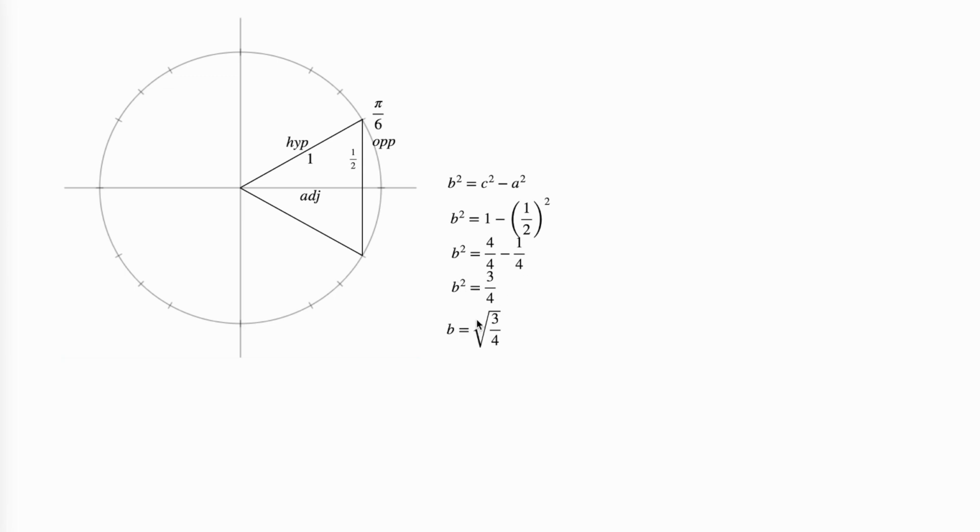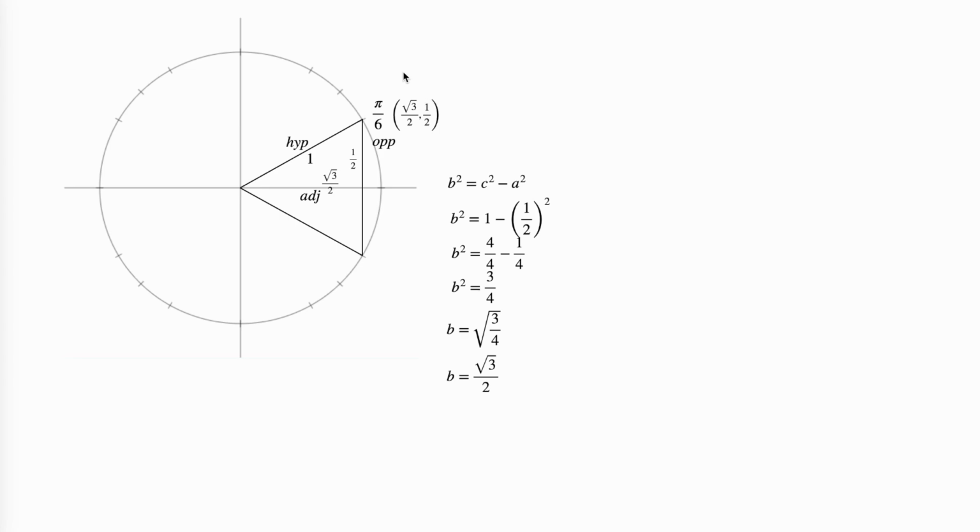Take the square root of both sides. That gives me the square root of 3 over the square root of 4, which is 2. Root 3 over 2 is this length. That's root 3 over 2. So if I make my coordinates here, we know that this length is the x, which is root 3 over 2, and this length is the y length, which is 1/2.